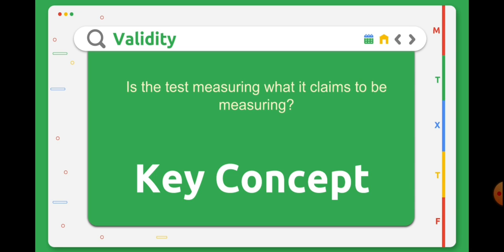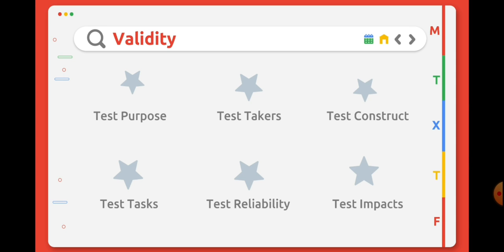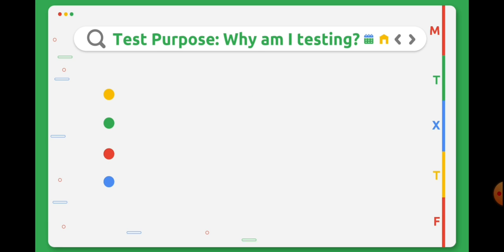The second concept of assessment is validity. When we design a test item, we need to check the validity. Is the test measuring what it claims to be measuring? There are 6 components of validity, including test purpose, test takers, test construct, test task, test reliability, and test impacts. Let's discuss one by one.